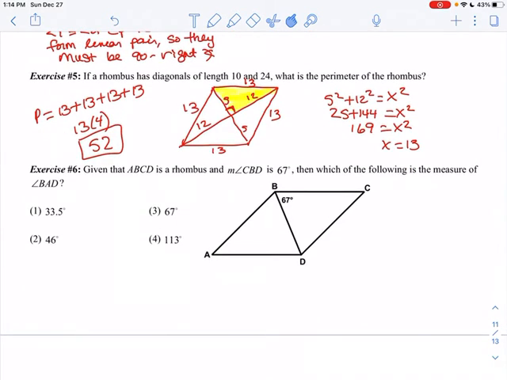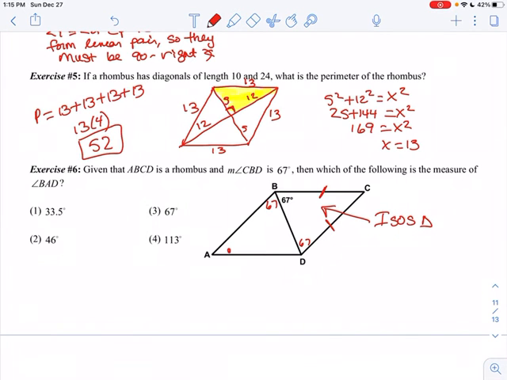Okay? And last one, given that ABCD is a rhombus and angle CBD is 67, then which of the following is a measure of angle BAD? So BAD is down here. Well, if it's a rhombus, the diagonal bisects the angle, so this angle on this side is also 67. All right? And all the sides are congruent to each other, so that makes this 67. Right, because that's really just an isosceles triangle. This right here is an isosceles triangle.